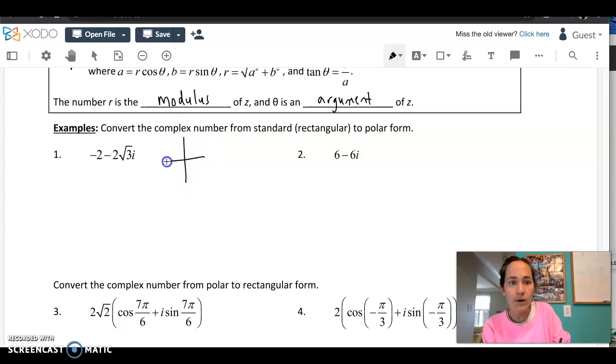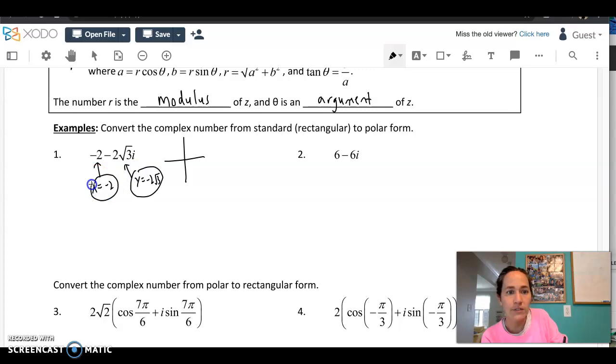So I'd say step one, can you figure out a quadrant for this? 1, 2, 3, or 4. We'll relate this to your x's and y's. Your x is going to equal -2, and your y is going to equal -2 square root of 3, right? And that'll help tell me where this thing is going to land.